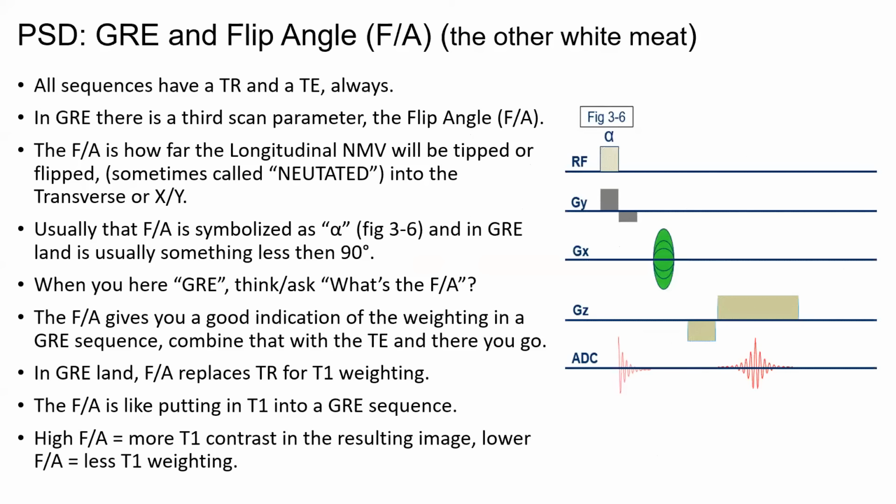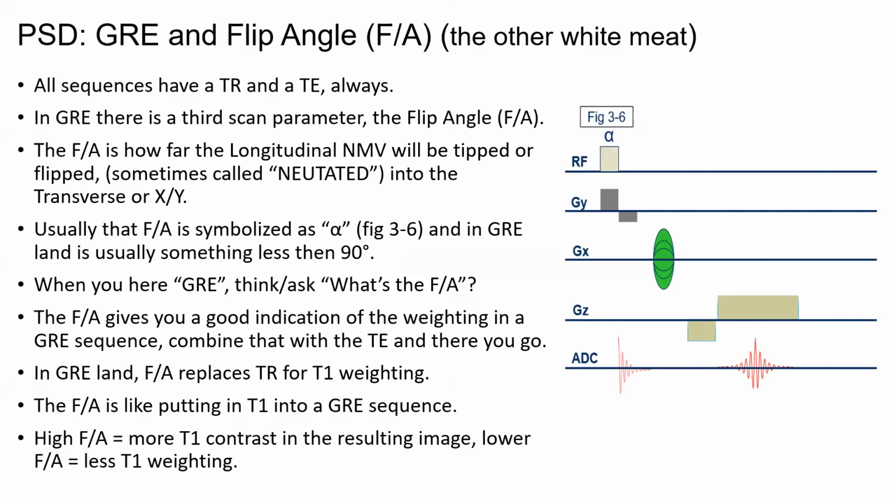So let's go into flip angle a little bit more, okay? Actually, a review. We already went over flip angle quite a bit in the other section, when we talked about spin echo, and now we're going into gradient echo. All sequences always have a TR and a TE. Gradient echo has a third parameter, flip angle, and it's how far the net magnetization vector will be tipped into the XY plane, or nutated.